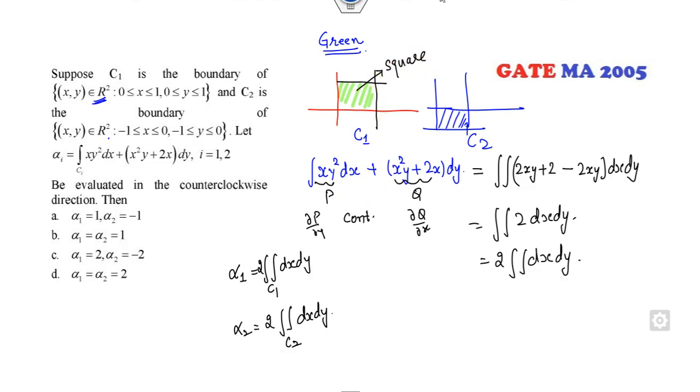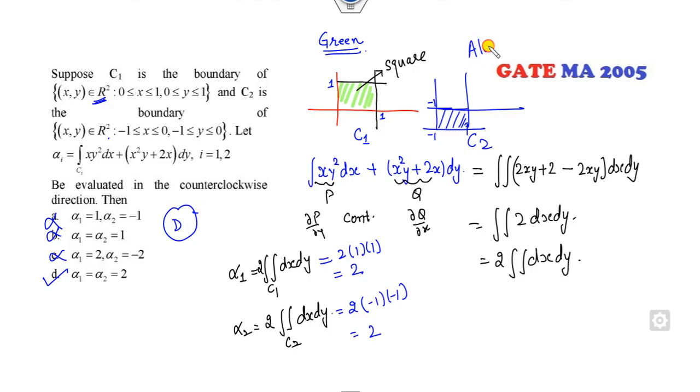Fine. So once you know this is a square, what is the area of this? That is the length into breadth, or side into side. So that is my 2 into 1. This is my 2. And for this case, what is the length? This is minus 1, so minus 1 minus 1. So it is 2. So both the values, alpha 1 and alpha 2, are 2. While this value, these are cancelled. Right, option D is the right answer.